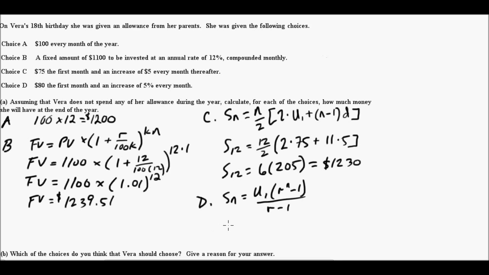Now, in this case, it's going to be the 12th term. The first term is 80. Now, the ratio in this case is kind of tricky. It's going up by 5%. Now, you can't do just 0.05 or 5.